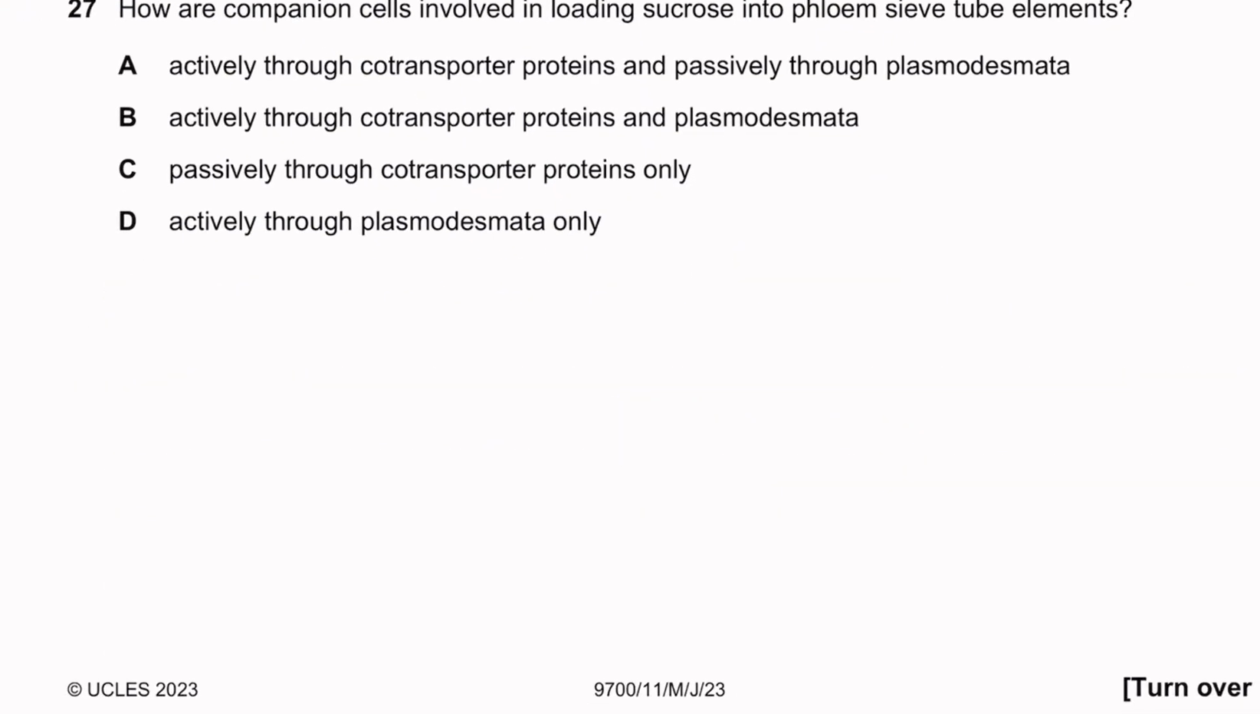Companion cells involved in loading sucrose into the phloem sieve tube elements. Now, actively through the co-transporter proteins and passively through the plasmodesmata. Yes, actually, they are going to actively, by indirect active transport, enter the sucrose with the hydrogen ions through co-transporter proteins, and then the sucrose moves across the cytoplasm and through the plasmodesmata and into the sieve tube elements. Definitely not actively through the plasmodesmata, and not passively through the co-transporter proteins only. Okay, I think A is the answer here.